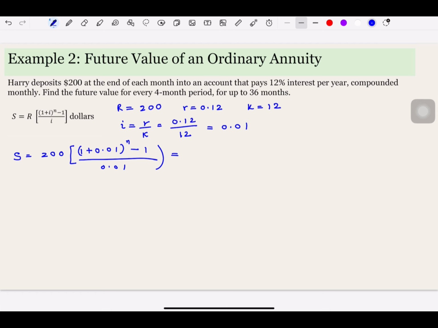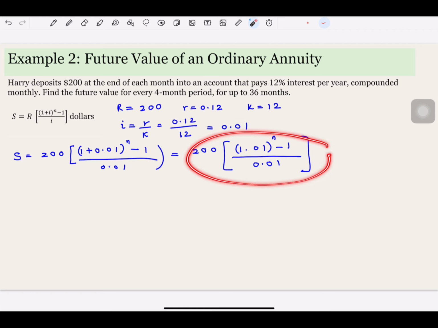Let me simplify this a little bit. So I'm going to add these two numbers together. That's all I'm going to do here. So it's going to be 1.01 to the power n minus 1 over 0.01. Okay, so this expression gives you the future value with this information. Here remember n represents the number of months at the checkpoint.